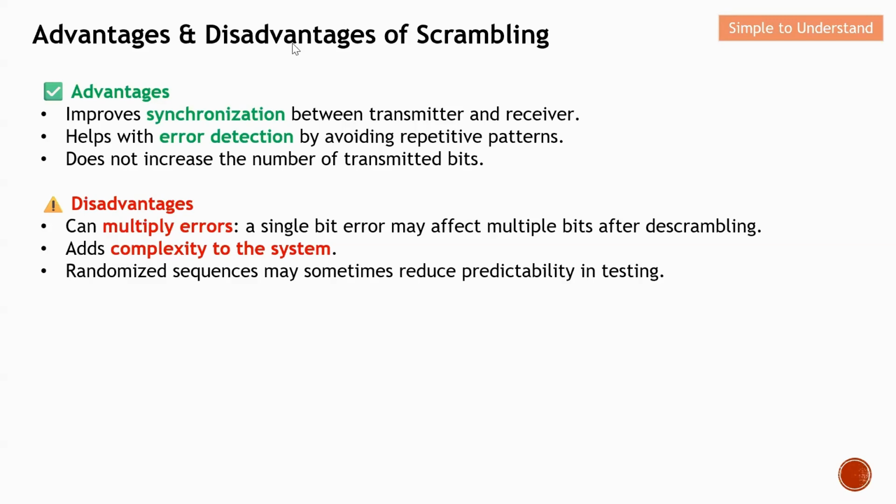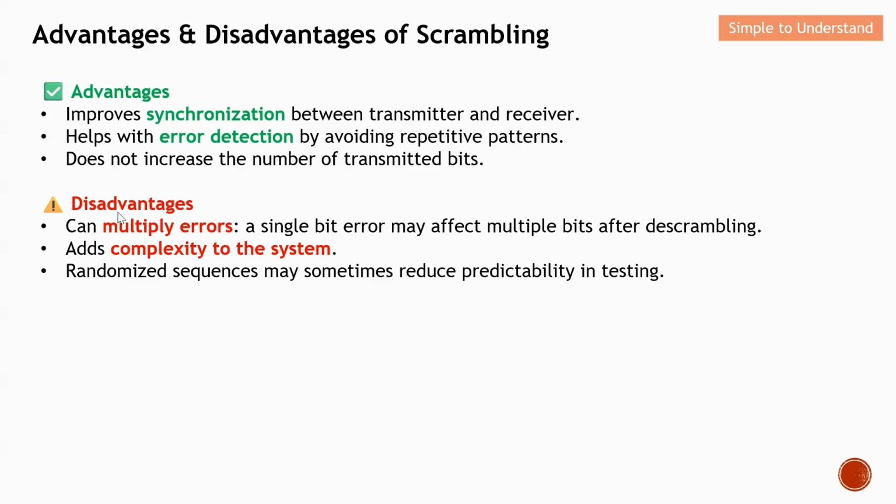Advantages and disadvantages of scrambling. Let's come to the advantages first. Firstly, it improves synchronization between the transmitter and receiver. Next, it also has some form of error detection, because it avoids repetitive patterns, for example repetitive 0s or repetitive 1s. Next, the key advantage is that it does not increase the number of transmitted bits. So these are the advantages of scrambling.